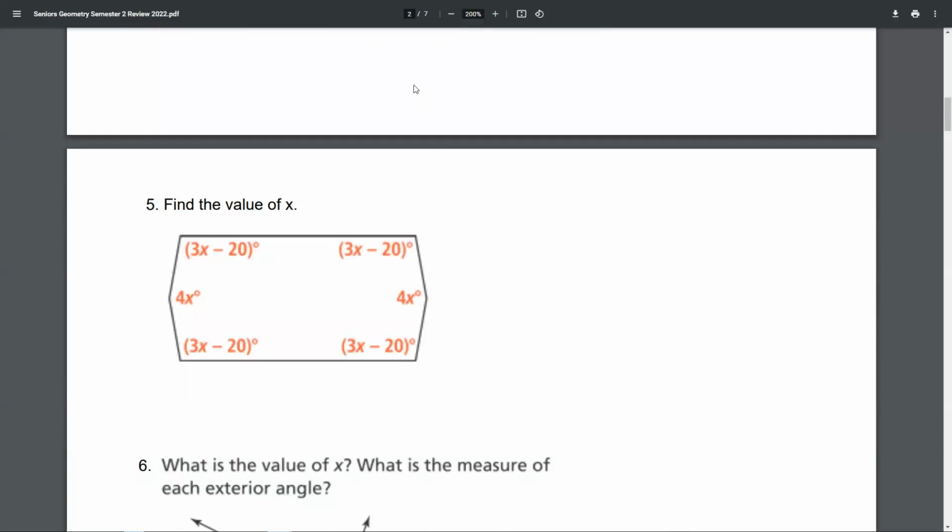Number 5, find the value of x. So first thing we need to do is find out how much all of these angles add up to. And to do that, we have to count the sides. 1, 2, 3, 4, 5, 6.